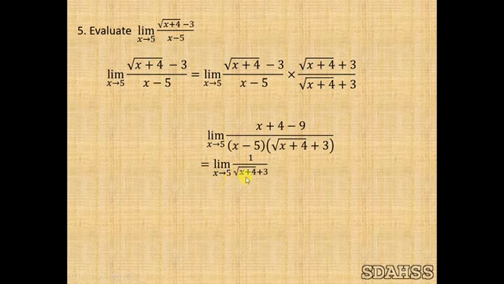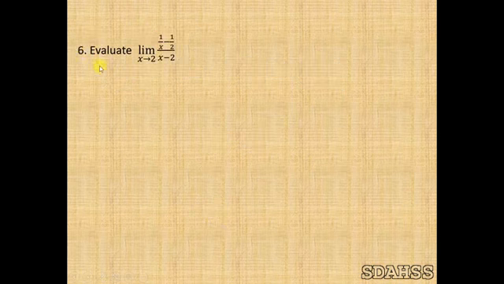Now substitute x is equal to 5. So you have 1 by root of 5 plus 4. 5 plus 4 is 9. Square root of 9 plus 3. Square root of 9 is 3. So 3 plus 3, 6. 1 by 6.